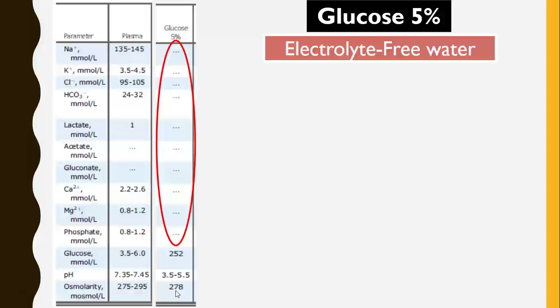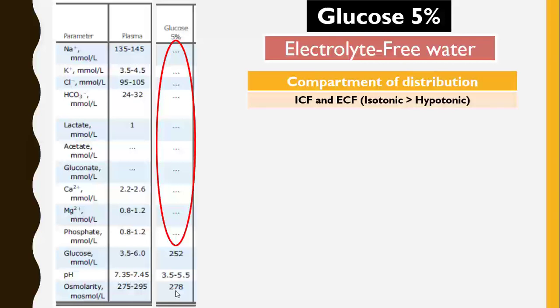Why? Because in vivo the insulin metabolizes the glucose and helps the glucose to enter the cell. So the passage of fluid with glucose will be liberal to the cells. So now in the body it acts as hypotonic, not isotonic. It's isotonic in vitro but hypotonic in vivo. So if I ask you what is the main compartment of distribution, it will be the intracellular fluid and the extracellular fluid, not only the extracellular fluid.